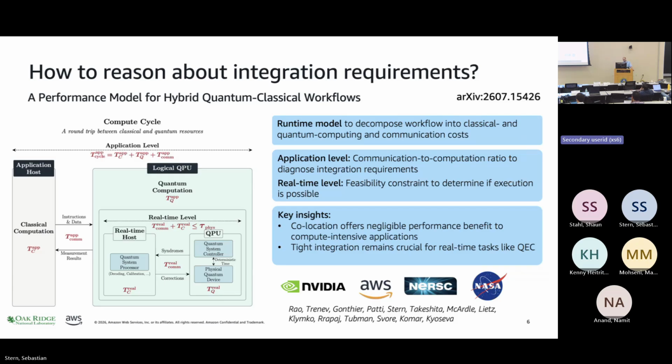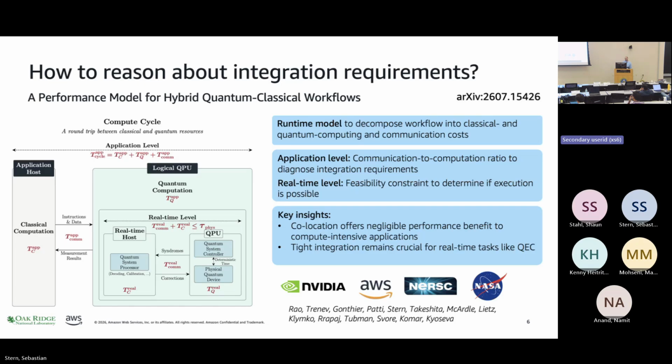So we have proposed a performance model for hybrid quantum classical workflows. It is essentially a runtime model that allows us to decompose individual compute cycles in a hybrid workflow into classical compute requirements, quantum compute requirements, and communication requirements or compute costs. Then we applied this at two distinct levels, the application level and the real-time level.